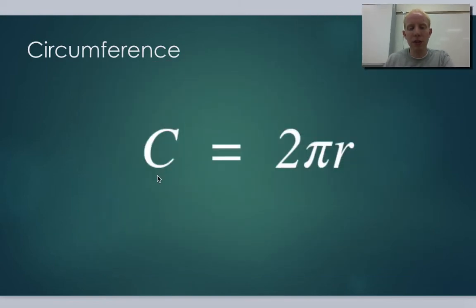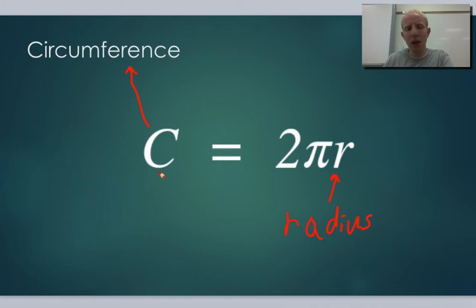The circumference is equal to 2 pi r, or 2 pi times the radius. In this formula, C is circumference and r is radius. It's a pretty simple formula. We just find the radius of that circle, times it by 2 pi, and that gives us the circumference. Again, the circumference is that distance all the way around the circle.